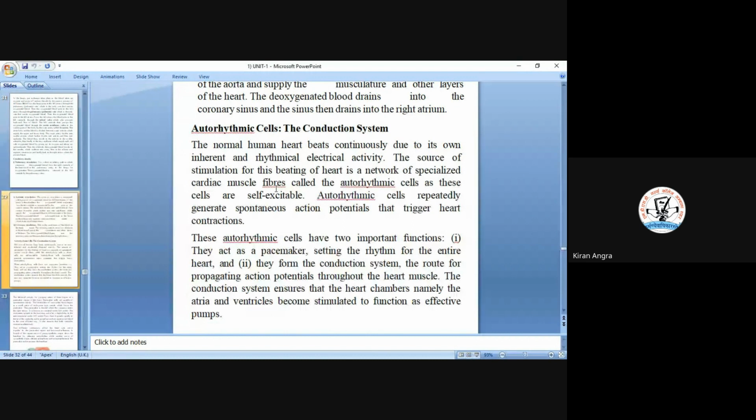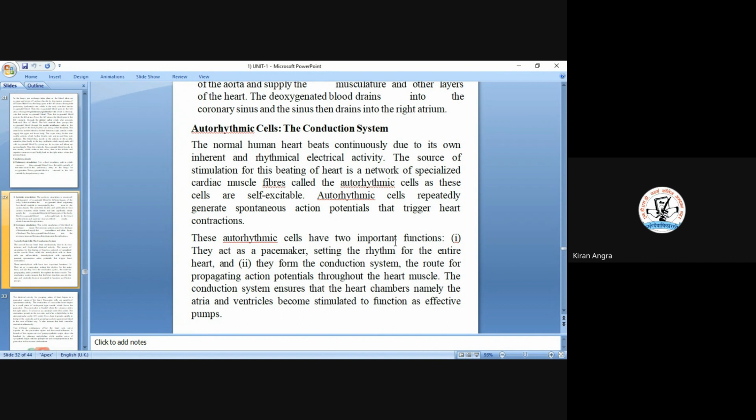So, I was telling you this is electrical activity, the source of the stimulation for beating of the heart is the network of specialized cardiac muscles, as I told you earlier, and they are called autorhythmic cells. These cells are self-excitable. They are involuntary actions. They generate action potential. They trigger heart contractions.